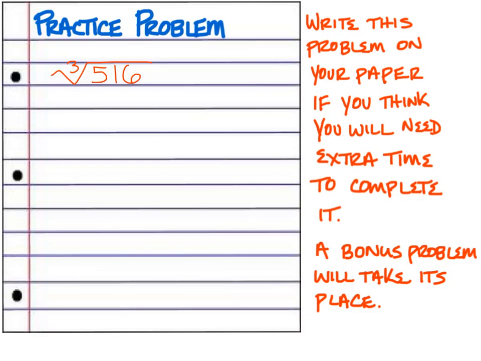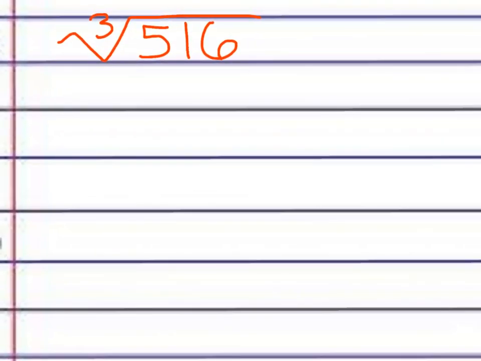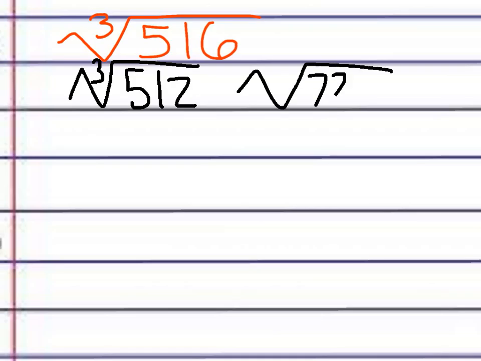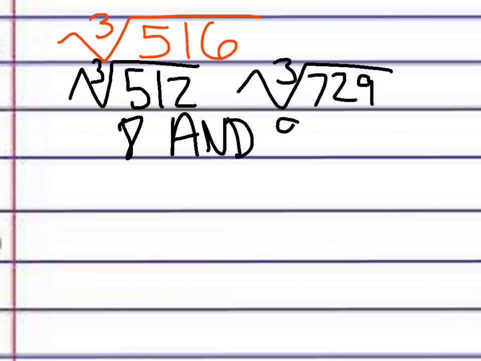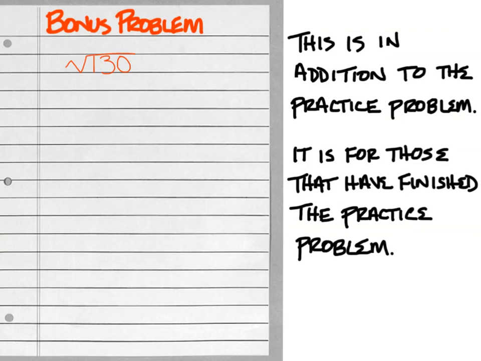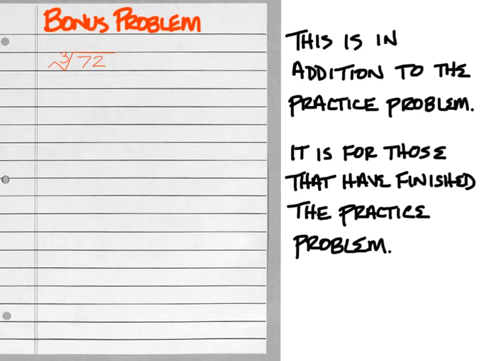Okay, practice problem. We have the cube root of 516. That's going to be between the cube root of 512 and the cube root of 729. So our answer will be 8 and 9. Okay, answer for this one was 11 and 12. Okay, next bonus. Okay, good. Answer for this one was 4 and 5.